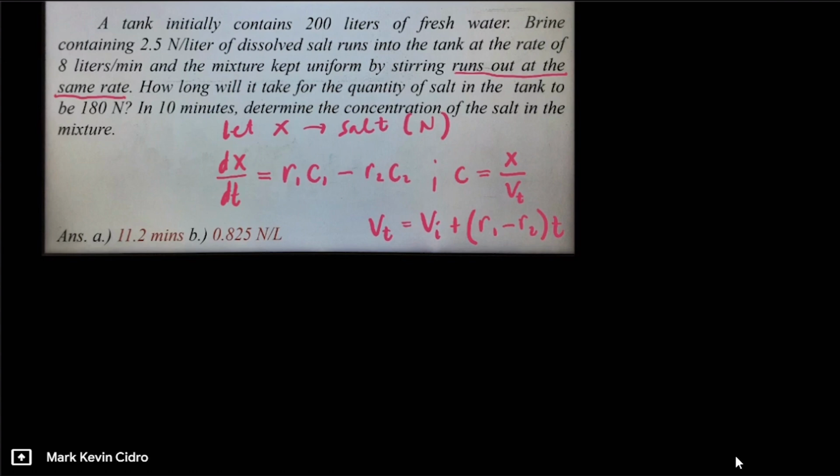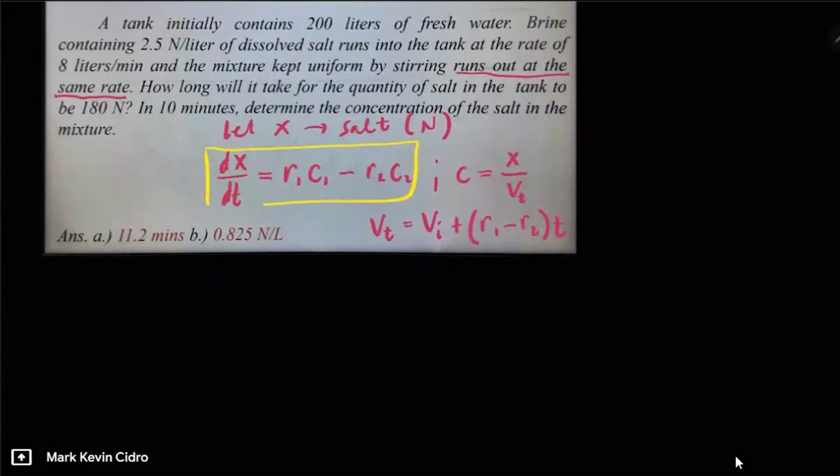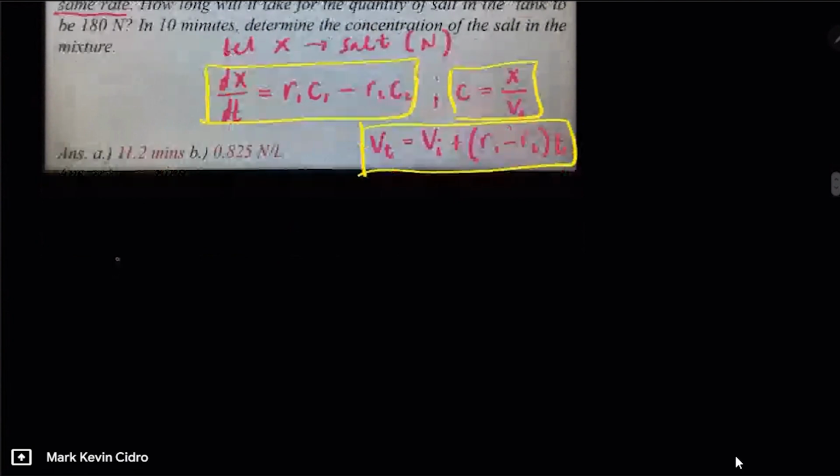So, these are the two formulas you need to memorize. This one, and this one. If R1 and R2 are the same, they cancel out and become 0. So, your total volume at any time t is equal to the initial volume.